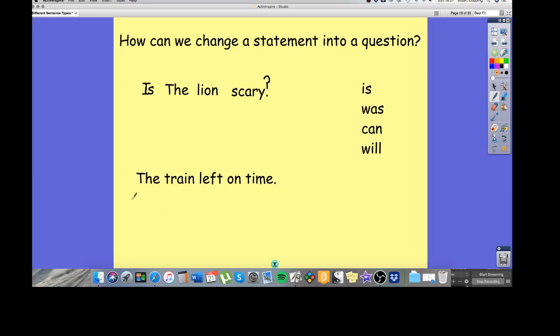The second one, we can't do that because it doesn't have is, was, can, or will in it. What we're going to do is we're going to add a word, okay? We are going to add a word to it. We're going to add did. Did the train?